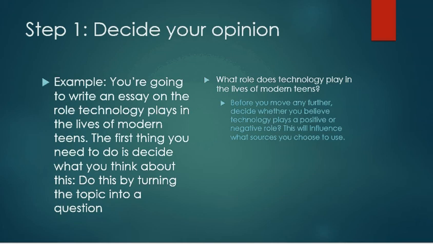Now I'm using technology here because I need to use something to show you how to put together this essay, but it could be anything. If you're writing an essay on gun control, you want to talk about whether you think gun control is good or bad. If you're writing an essay on anything, you need to make sure that you decide your opinion on this. You need to decide whether you believe technology plays a positive or negative role, because you can literally find information that supports both sides of this argument, and you need your paper to convince somebody, and the first step towards convincing somebody is to be sure yourself. So you need to start with deciding your opinion.